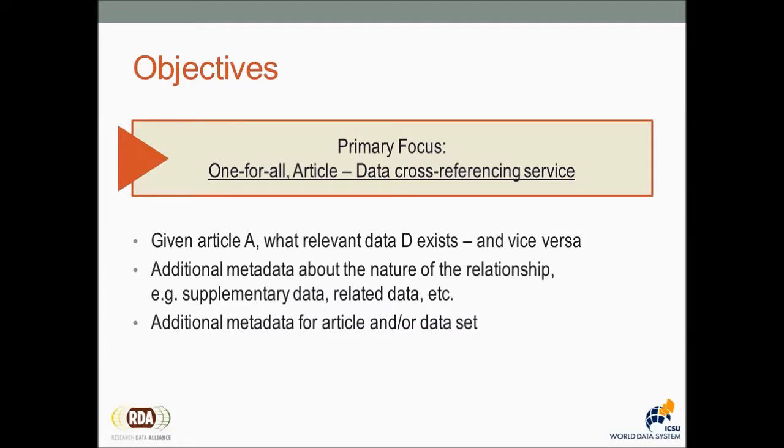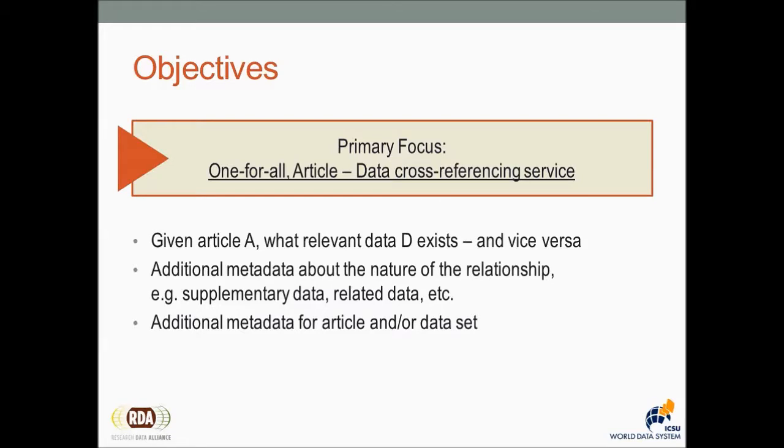The initial focus and really the key focus of the working group will be on a cross-referencing service for articles and data, so that really lives post-publication all the way at the end of the data publication workflow. And essentially, it is as simple as a service that can be queried. Given article A, what relevant data sets exist, and vice versa. Given data set B, what articles exist that have some relationship with that data, and also between data sets. At the minimum, that is just identifying the fact that such a connection exists, that such a link exists.